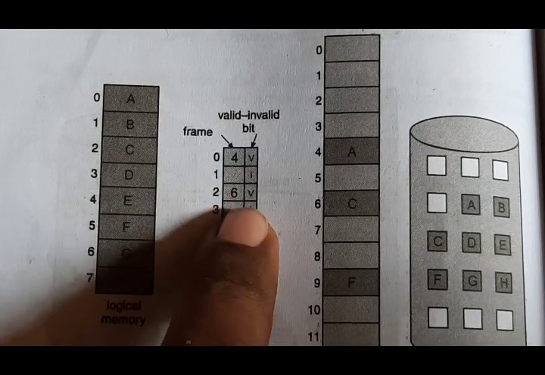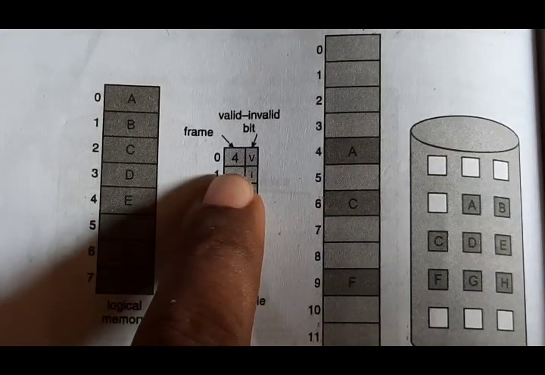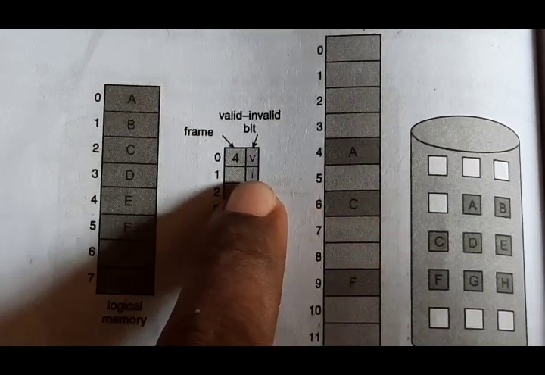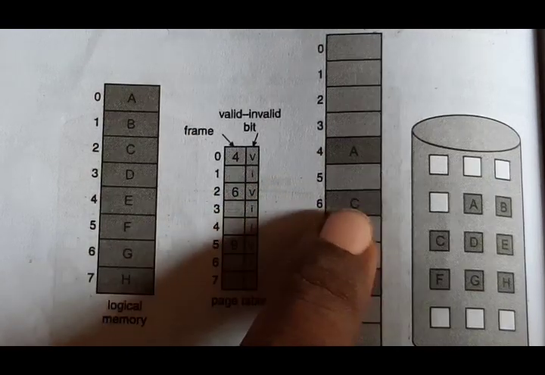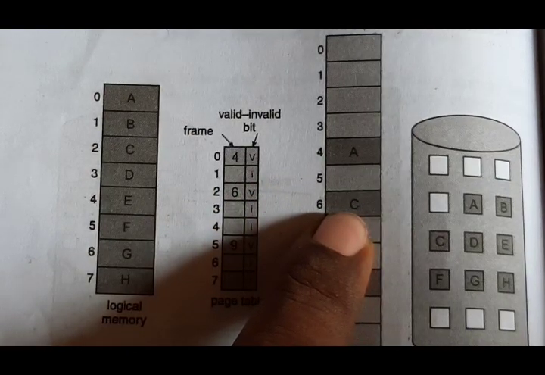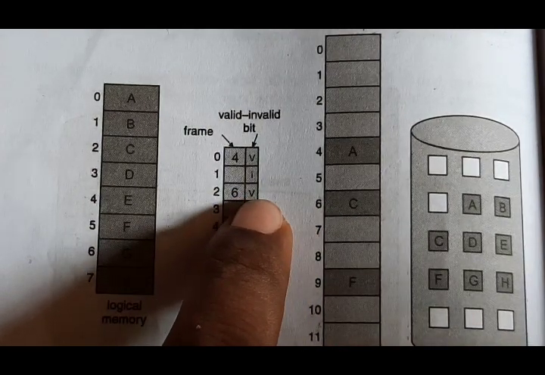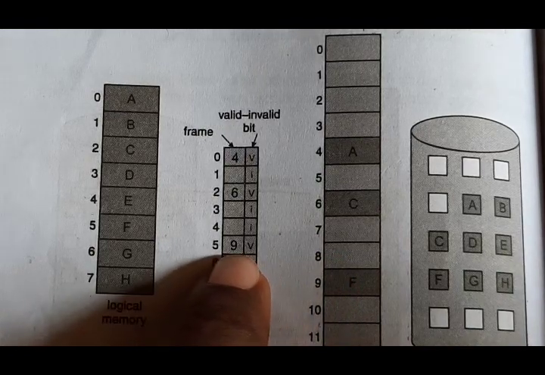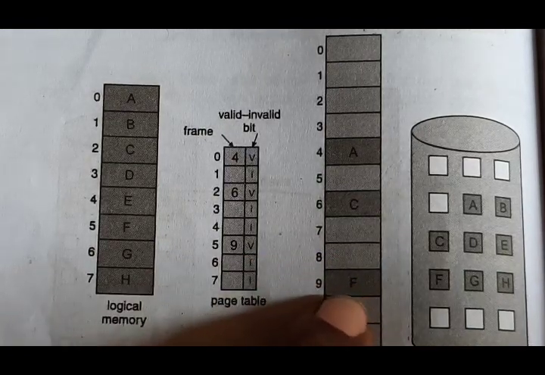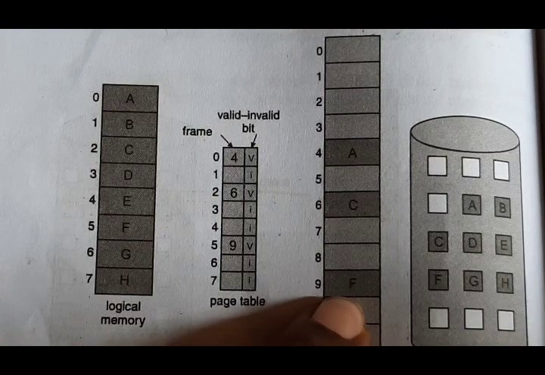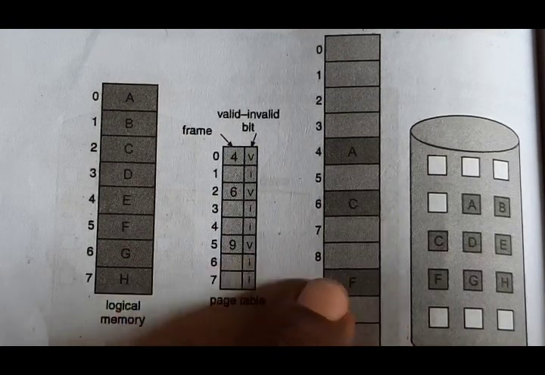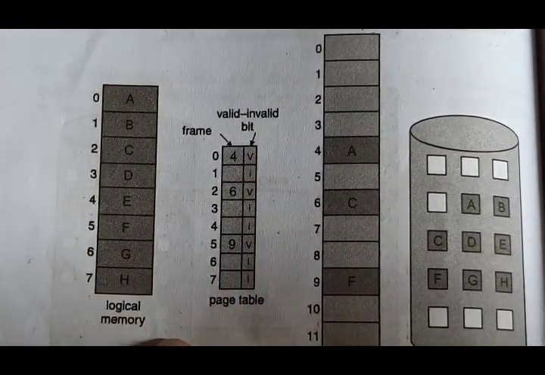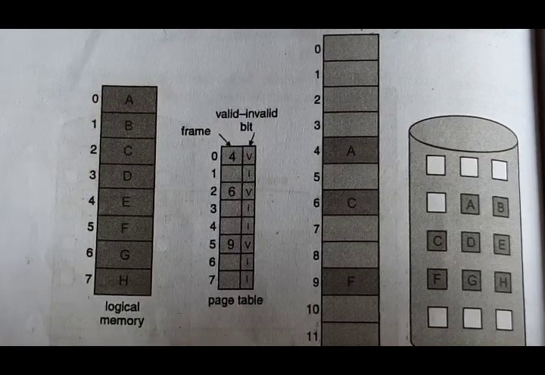Next, in frame number 5, is there any page? No, so it is invalid. In frame 6, is there any page? Yes, the page is there, so it is valid. Then 7, 8 are invalid. Then 9 is valid, since in 9 page F is contained. If a page is present in the RAM, we say valid. If a page is not present in the RAM, we say invalid. That is the page table.